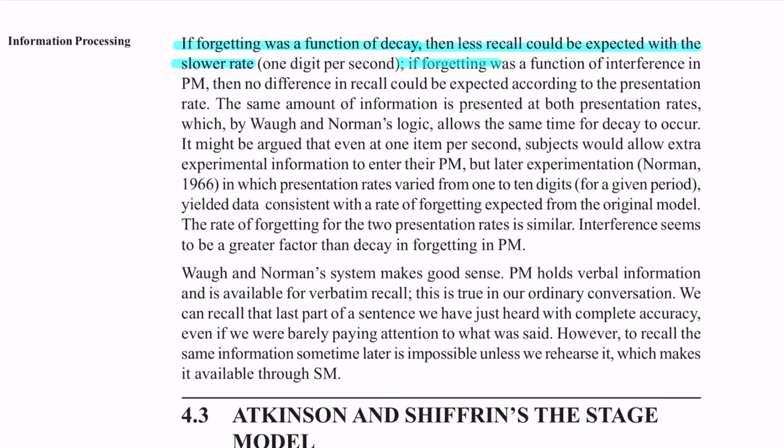So if forgetting was a function of interference in the PM, in the primary memory, then no difference in recall could be expected according to the presentation rate. If it is happening because of interference, because of the 16 digits that we are giving to our subject, right? Forgetting is happening because of the information present, so one piece of information is affecting other information because we have a limited storage capacity, right?